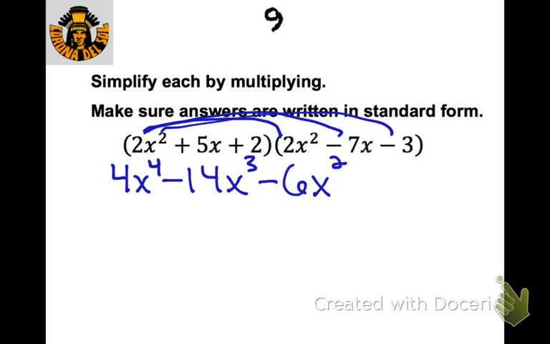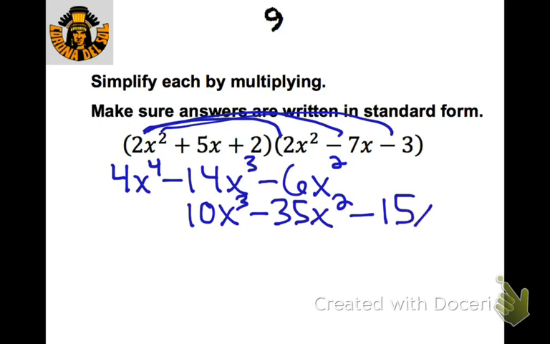So 5 times 2, so that's 10. And then we add those exponents, so that's x cubed. And then minus 35, and that's going to be x squared. And the next term is minus 15x. That's 5x times a negative 3. The next one I'm distributing is the 2. So now the 2 is getting multiplied by each of those.